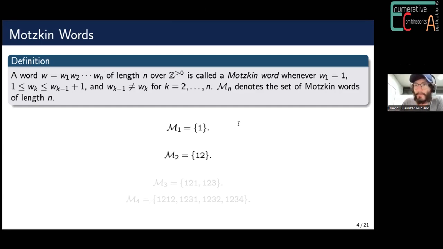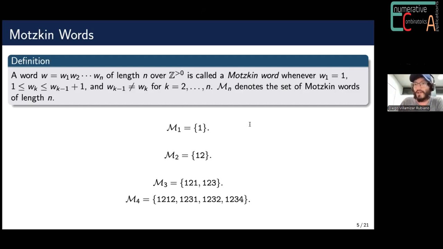If you append something to this 1, the only thing that you can append is 2, because if you append 1, you will contradict this condition. That's all you can do because you can go up at most 1. Then you can think of M3 or M4 in the same way. So maybe M3 is 1 2 1, because you can append a 1 to this string, or you can append a 3. You cannot append a 2 again because you will contradict this condition. Okay, so those are Motzkin words.